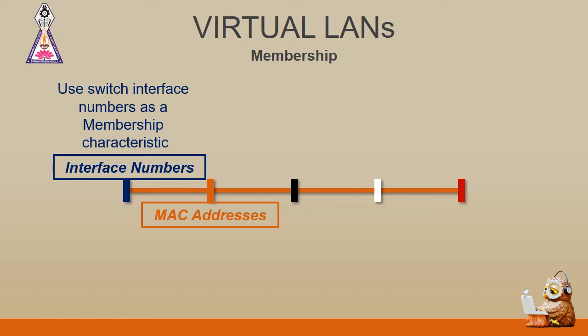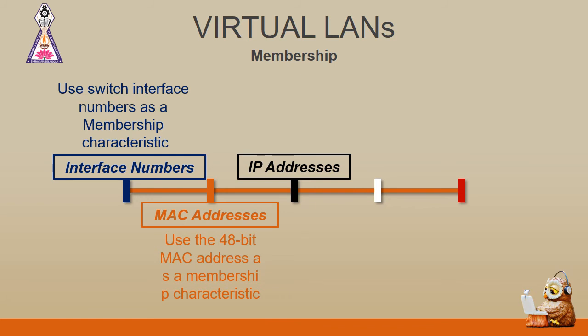The second category of membership could be identified in terms of MAC addresses. The vendors may make use of the 48-bit MAC address as a membership criterion. For example, the MAC addresses of the stations could be taken as a reference. Three to four MAC addresses clearly specified belong to VLAN 1, and three to four other MAC addresses belong to VLAN 2. So using MAC addresses as a criterion, membership could be given.